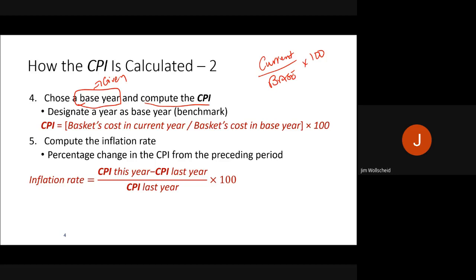And then once we have these indexes, we can compute the inflation rate. We compute the inflation rate as we always have computed growth rates: new minus previous over previous. So this year minus last year divided by last year. And that will always give us the growth of prices. And the fancy word we have for growth of prices is the inflation rate.